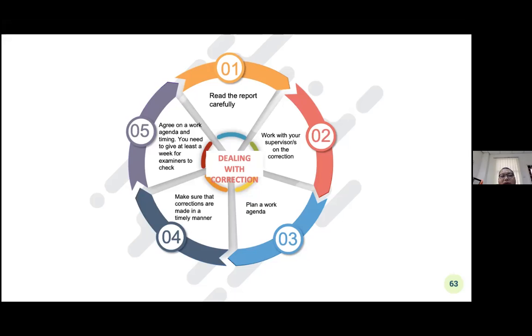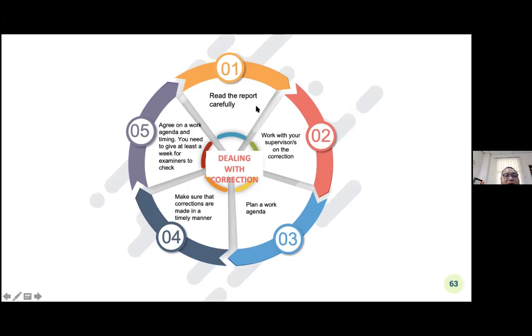So read the report carefully, line by line first, and then work with your supervisors on the correction. Go and see your supervisors. Before that, you need to read it first and try to understand. Maybe there are some comments you have problems with, so you can discuss them with your supervisors. Plan your work. Make sure that corrections are made in a timely manner. If they give you 30 days, you need to finish in 30 days, or 60 days and so on. So you need to plan this.